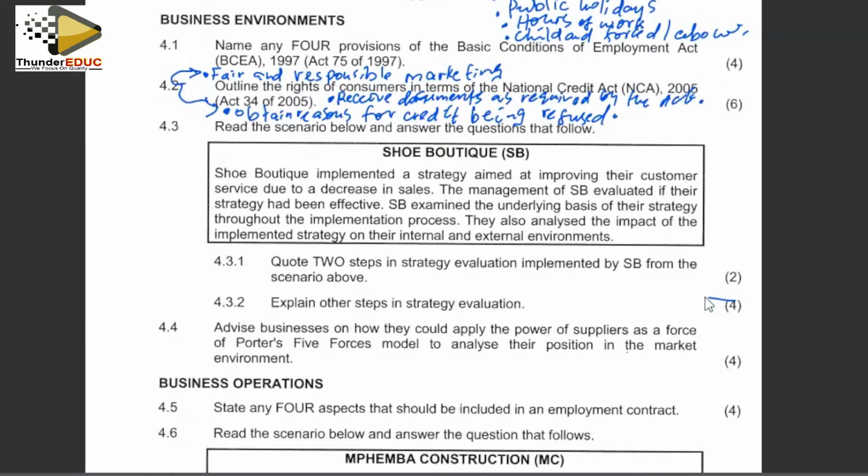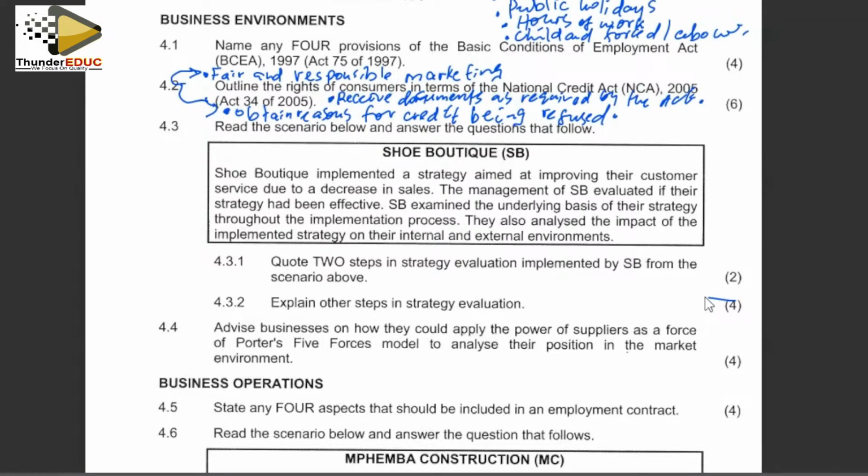Read the scenario below and answer the questions that follow. Shoe Boutique. Shoe Boutique implemented a strategy aimed at improving their customer service due to a decrease in sales. So now the management of SB evaluated if their strategy had been effective. So now SB examined the underlying basis of the strategy throughout the implementation process. So now also they analyzed the impact of the implemented strategy on their internal and external environments. So now 4.3.1 reads as follows.